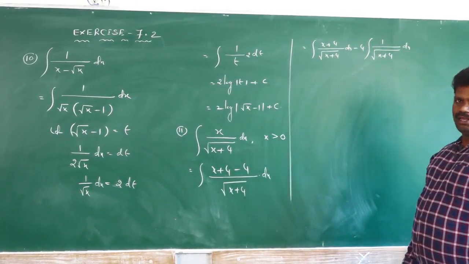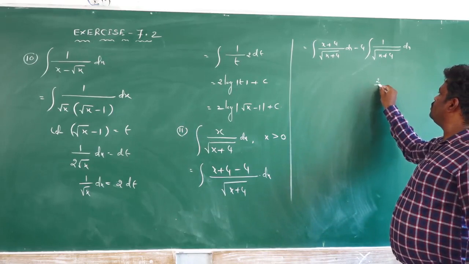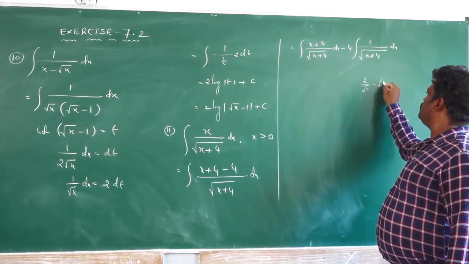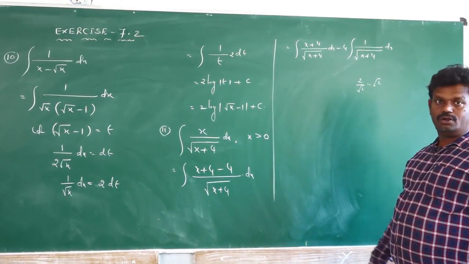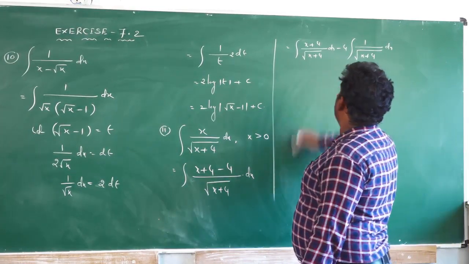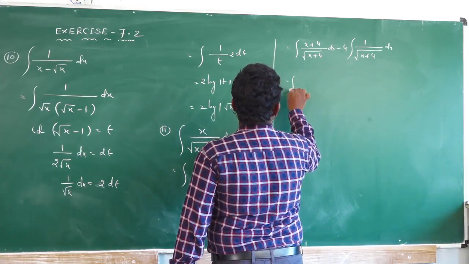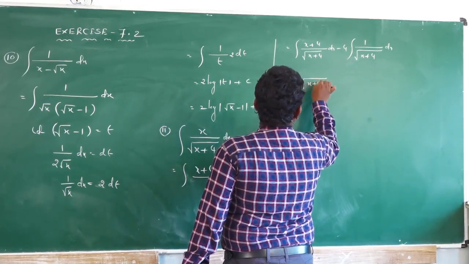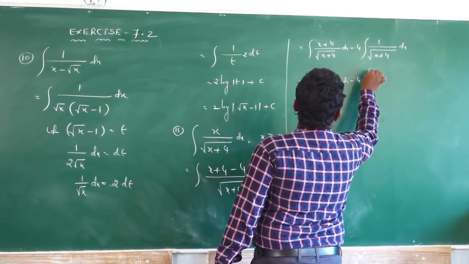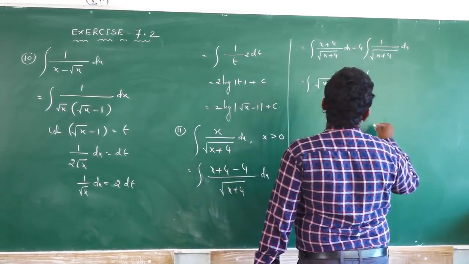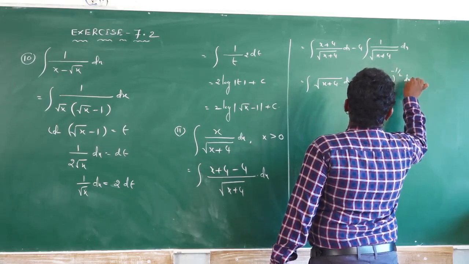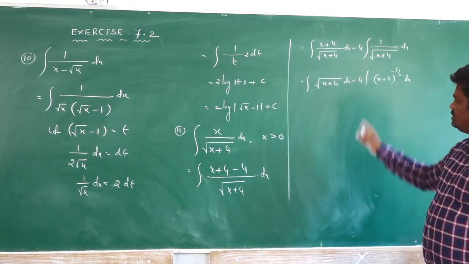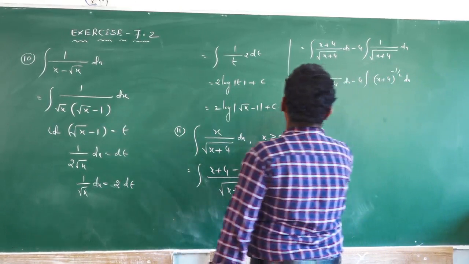Now here, suppose 2 by root 2, what is the value? Root 2. Why? Because root 2 into root 2 gives 2, so it converts into root 2. Similarly, we convert this: integral square root of x plus 4 dx minus 4 into x plus 4 to the power minus 1 by 2 dx. Okay? Now if we convert this side also, what would we do?